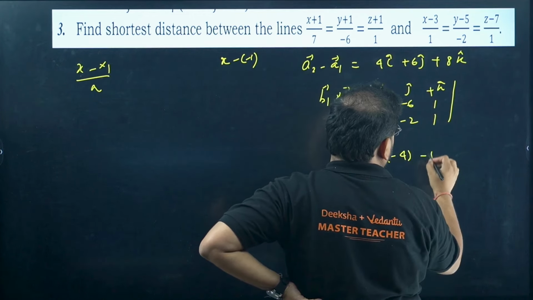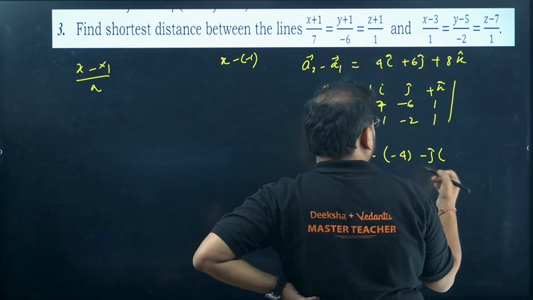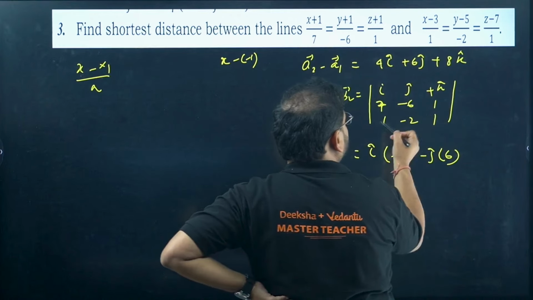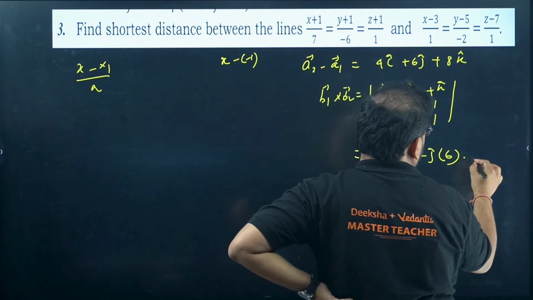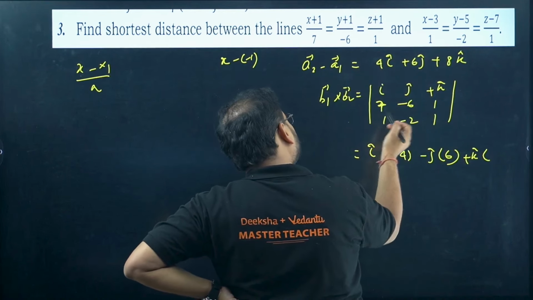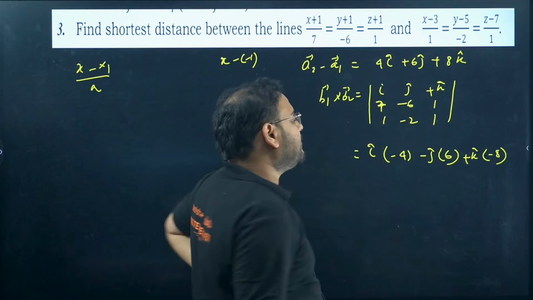And we'll have with the minus j cap. Check here, this will be 7 minus 1. 7 minus 1 will be what? Just 6, right? 7 into 1 is 7, 1 into 1 is gone. So we'll have 7 minus 1 is 6, and plus k cap. This will be minus 14 plus 6. That's going to be minus 8, right? Minus 14 plus 6 will be minus 8.